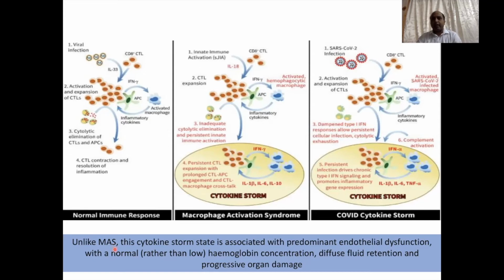activation syndrome, the cytokine storm is associated with predominant endothelial dysfunction. Because of this production of cytokines that causes predominant endothelial dysfunction, you are getting more immunothrombosis and diffuse fluid retention or hemoconcentration, which leads to progressive organ damage. In severe macrophage activation syndrome, you will get bleeding manifestations, whereas in COVID-induced cytokine storm, mostly you will get endothelial dysfunction that leads to immunothrombosis.